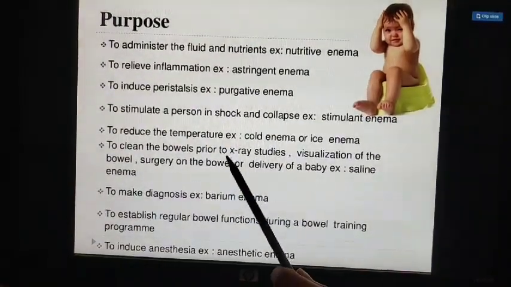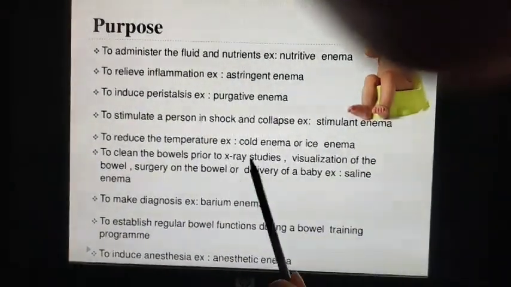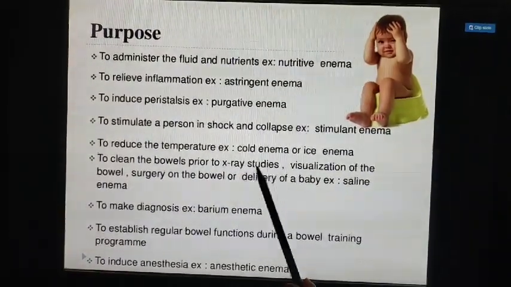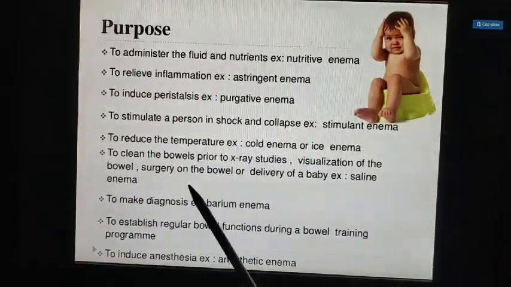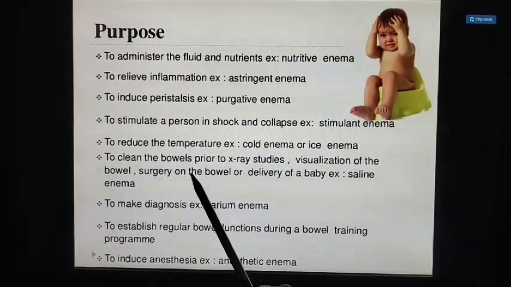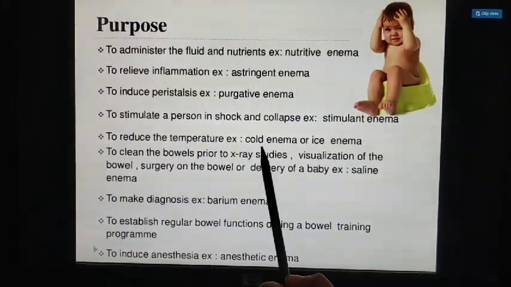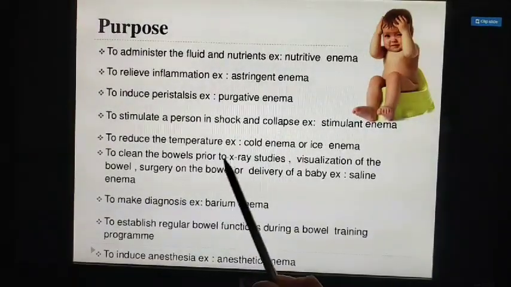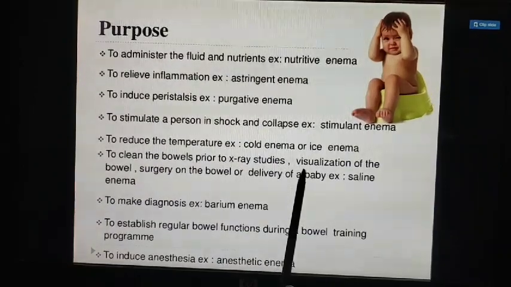Next is to clean the bowels prior to X-ray studies. Prior to whatever X-ray studies are related to the bowel or the colon, we must do this enema. Why do we have to give the enema before X-ray? Because if all the fecal matter is there, we can't say exactly what is happening in the colon. So for that we have to evacuate the fecal matter from the colon. In X-ray studies, what are the uses? You will see.